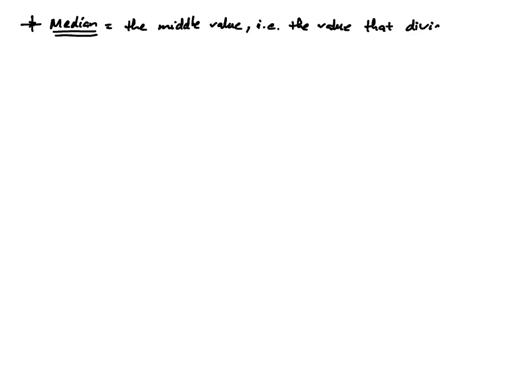Let's now talk about another measure of location, which is the median. So the median is literally the middle value, i.e. the value that divides the data set into two halves. A lower half and an upper half.